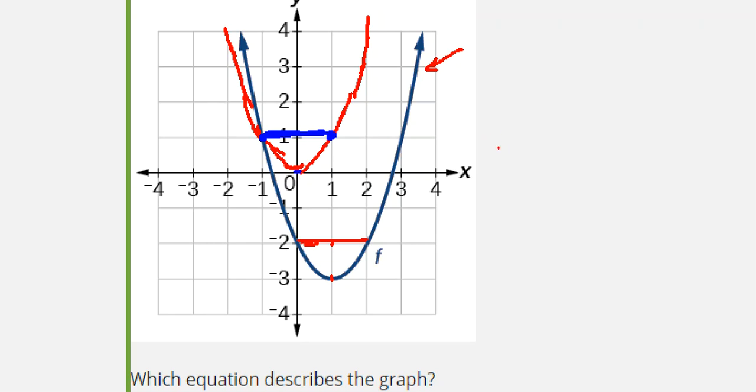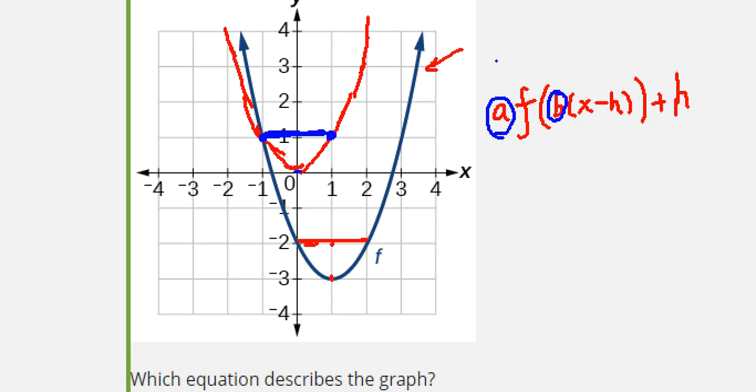So with that, I know that I just need to do some shifting. First of all, it doesn't flip down. Therefore, I know, so let's write this. I'm gonna write A times f of b times x minus h plus k. Okay, so what I'm trying to say here is there's no vertical stretch or horizontal stretch. Therefore, I know these two values have to be 1. There should be no stretch.